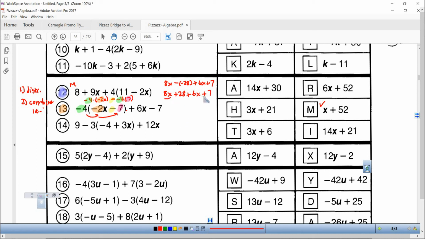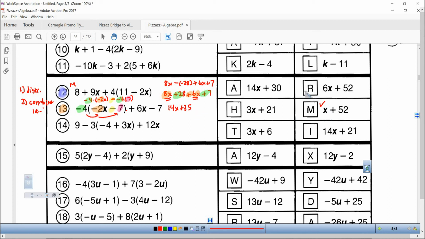So here I have 8x plus 6x. There are my like terms. And remember, when you're looking at your like terms, grab the term and grab the operation in front of it. Okay? So 8x plus 6x gives me 14x. And then what do I have here? Then I have plus 28 and plus 7. Those are both constant like terms being added together. 28 plus 7 is 35.